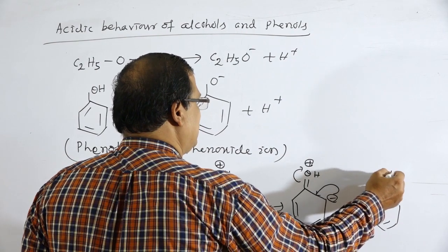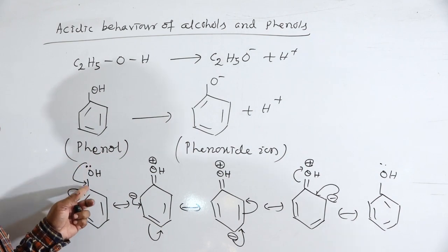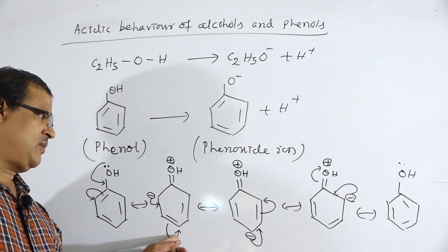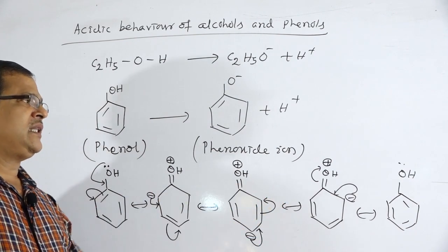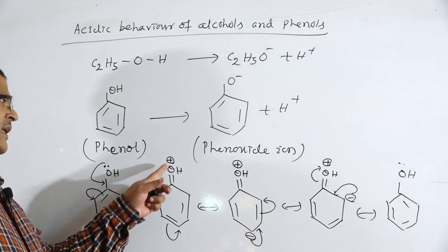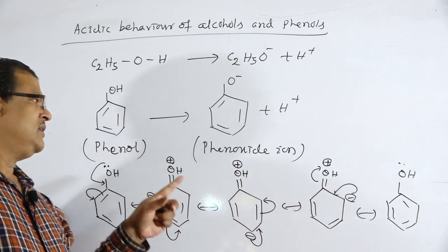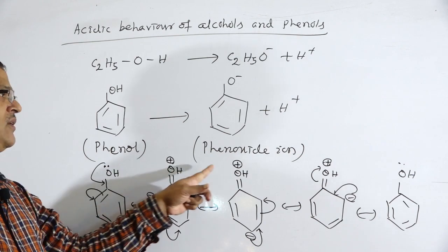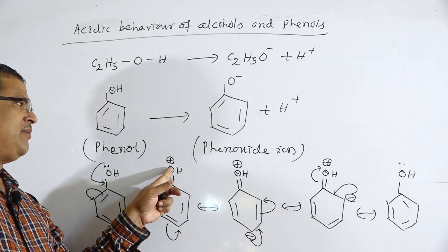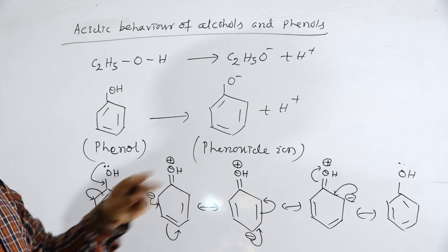These are the resonating structures for phenol. The lone pair will come to form a bond, and the bond will be shifted to the next atom. Mark that there is charge separation, and the more electronegative element, oxygen, contains a positive charge. In these three structures, oxygen contains a positive charge. So this is regarding the resonating structures for phenol.